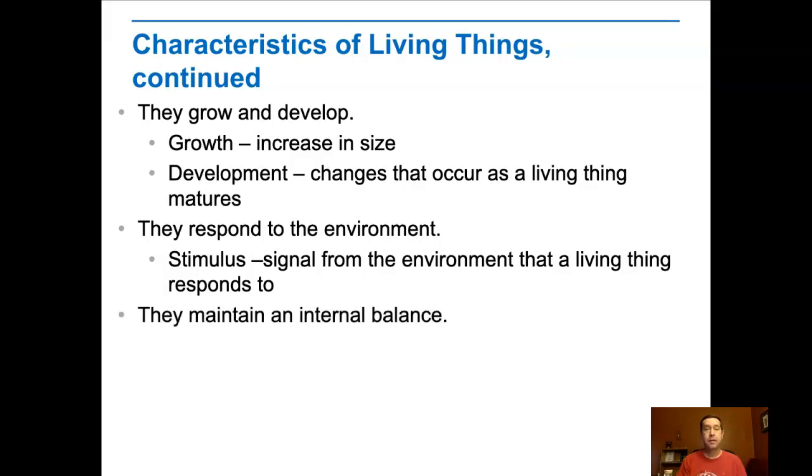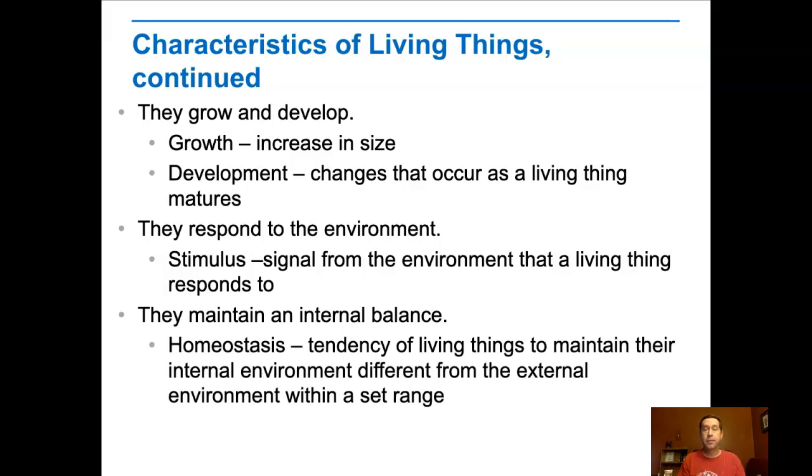They maintain an internal balance. We call this homeostasis. They keep their internal conditions within a set range. If they're out of balance, that means there's something going wrong. They have a disease or an illness. So homeostasis is the tendency of living things to maintain their internal environment within the set normal range.